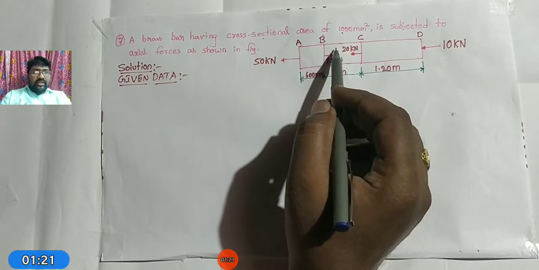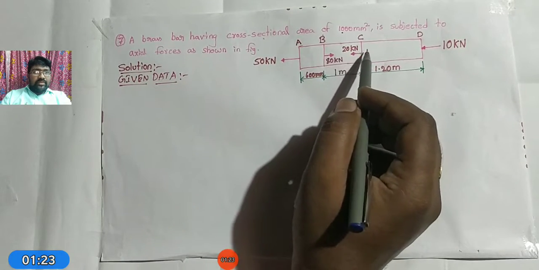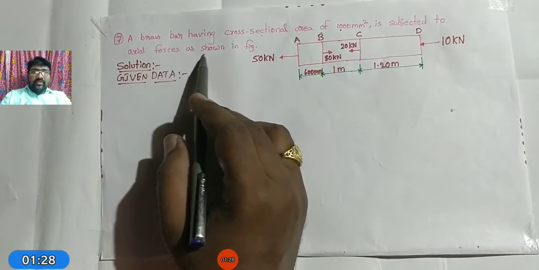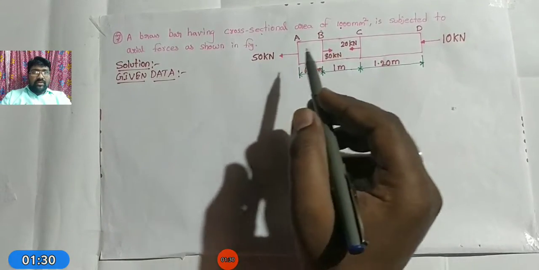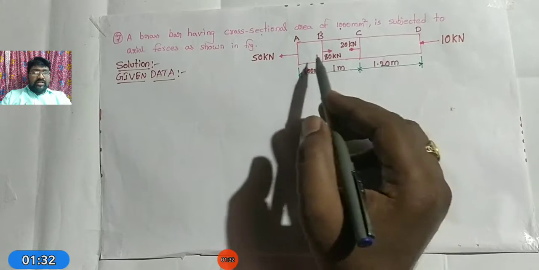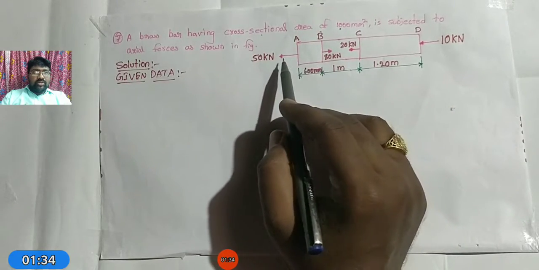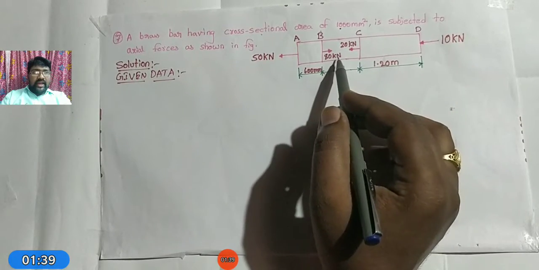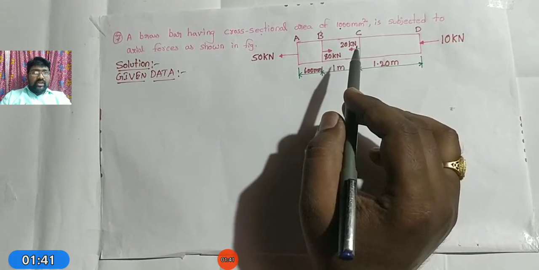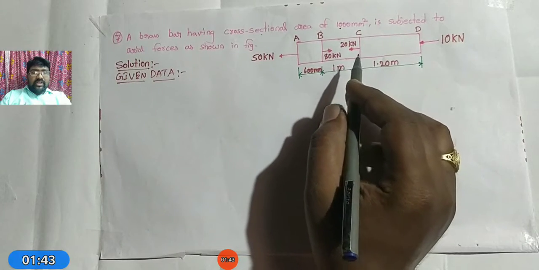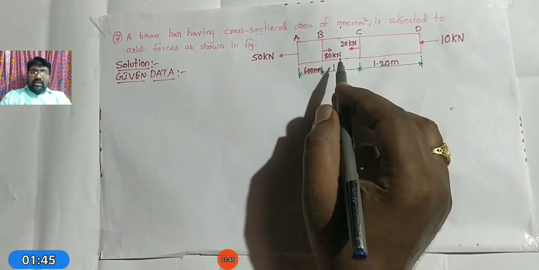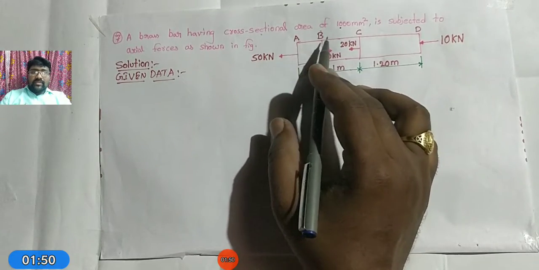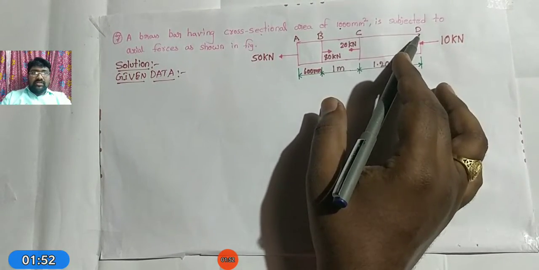Next, a brass bar having a cross-sectional area of 1000 millimeter square is the area for sections AB, BC and CD. And it is subjected to axial forces as shown in the figure. The total bar is subjected to loads P1, P2, P3, P4, that is 50, 80, 20 and 10 kilonewtons. For every section, we need to calculate stresses, loads and finally the change in length.